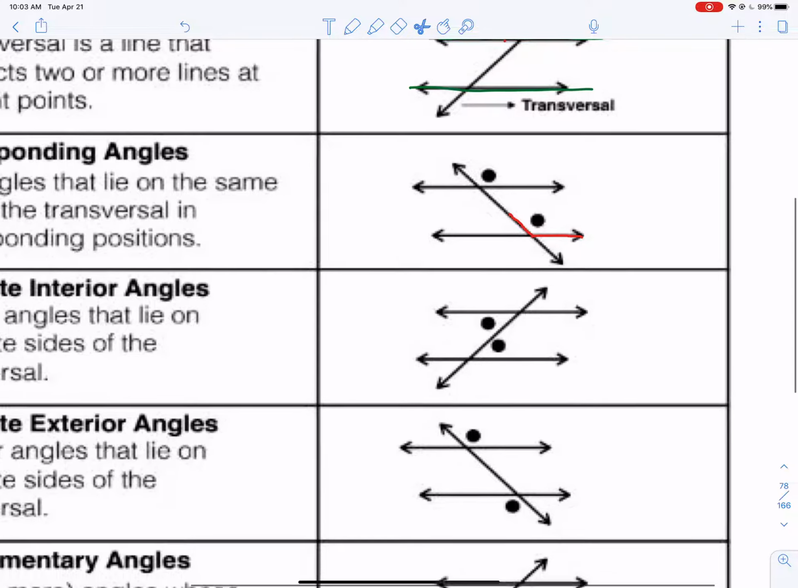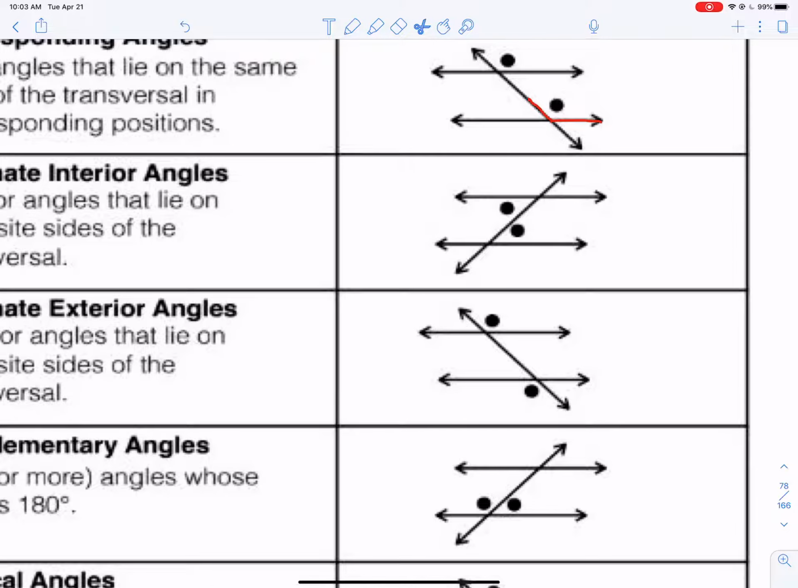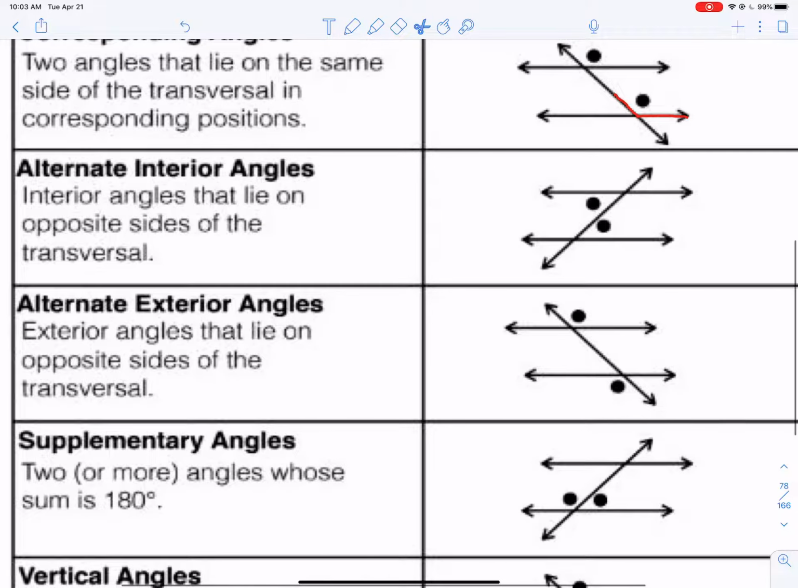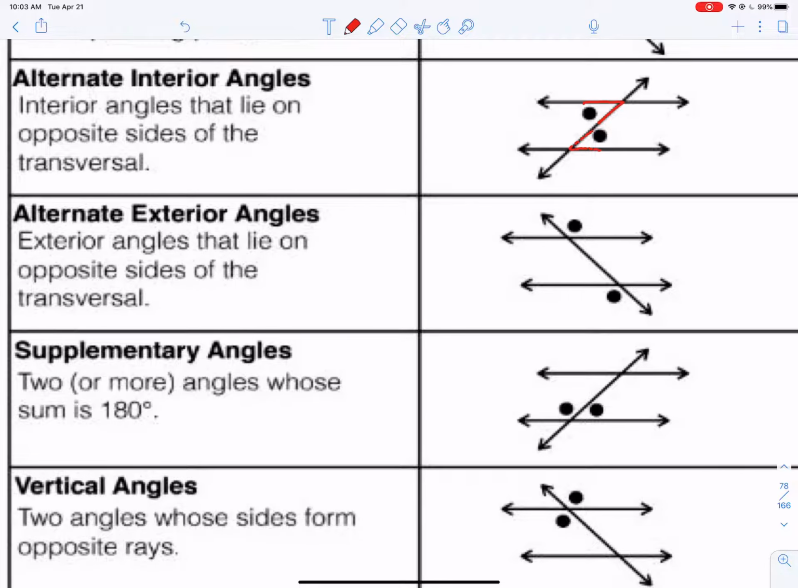Okay, same for alternate interior angles. So if you were to trace this, and you would line it up here, but you would have to rotate. So you'd have to turn your paper, and then you would see that it lines up perfectly. So those are also congruent angles. Alternate exterior, okay, this one. And again, you could trace it and rotate, turn your page, and it would line up perfectly with that one.